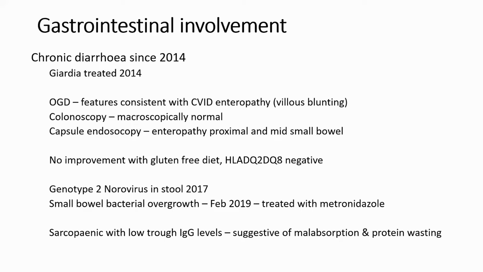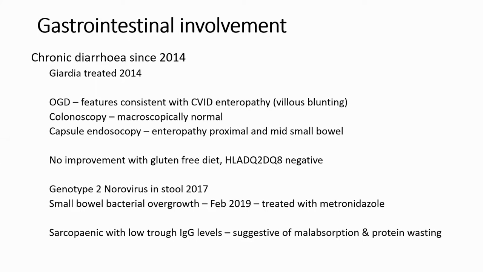The other organ involvement he had was gut involvement. Pretty early on in his history, presented in 2013, he was found to have giardia, which was thought initially to account for his chronic diarrhoea, but this persisted, and so he underwent GI investigations. Gastroscopy showed features consistent with an enteropathy, and his duodenal biopsies showed evidence of villus blunting and increased intraepithelial lymphocytes, so either consistent with CVID enteropathy or a celiac-like histological appearance.